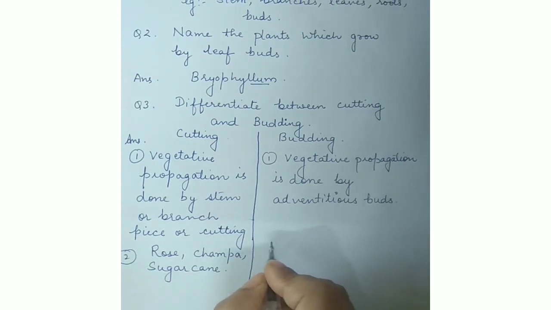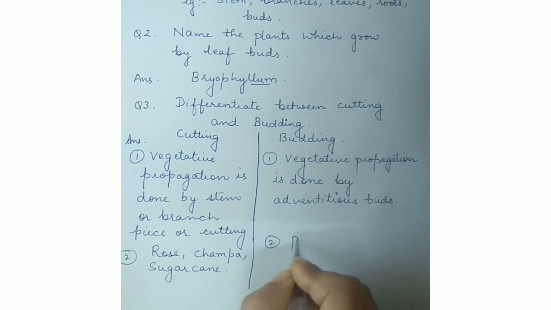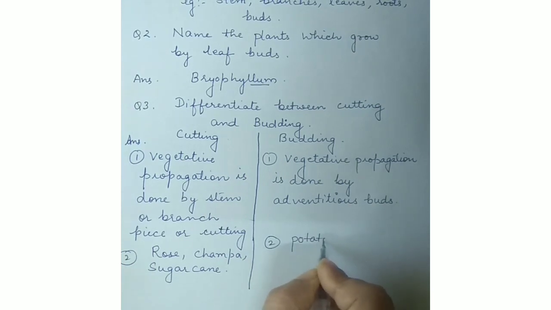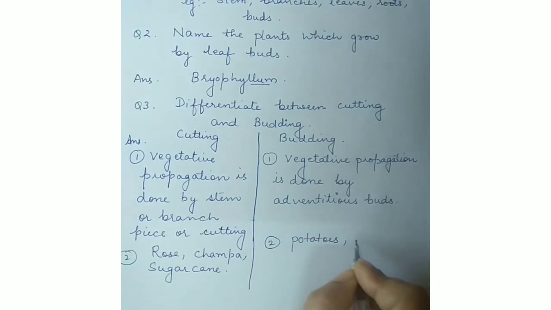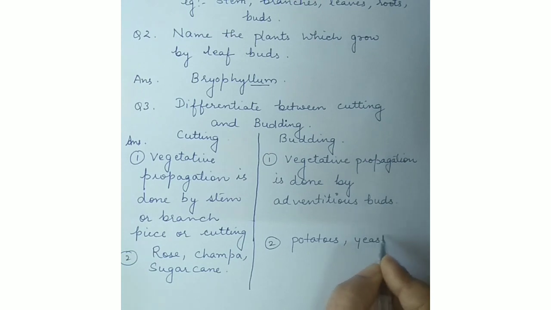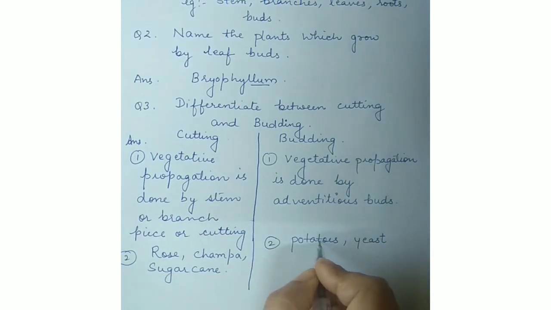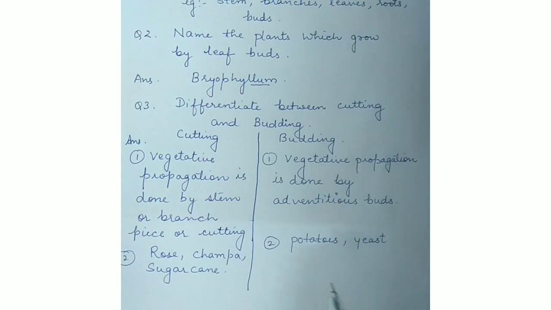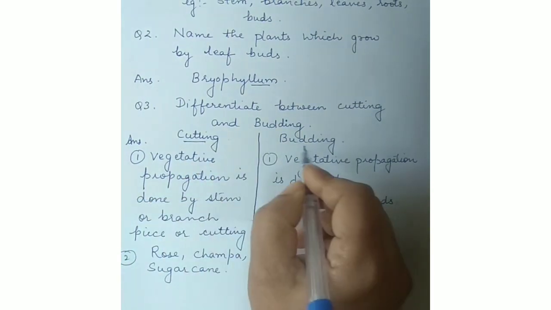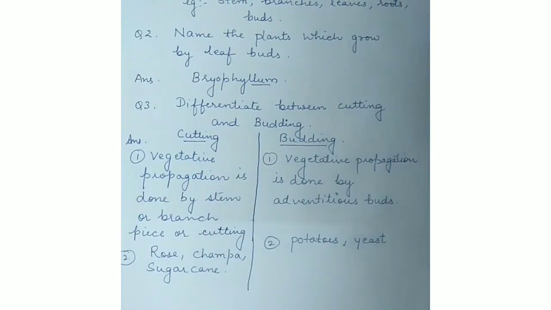And in case of budding, write down examples: potatoes, yeast. The new bud arises from the parent body, it matures, it develops, and after maturing, it detaches from the parent body and mixes into the soil and then gives rise to the new plant. Okay, this is the main difference between cutting and budding.